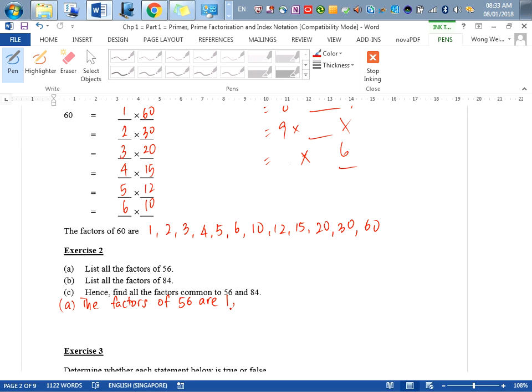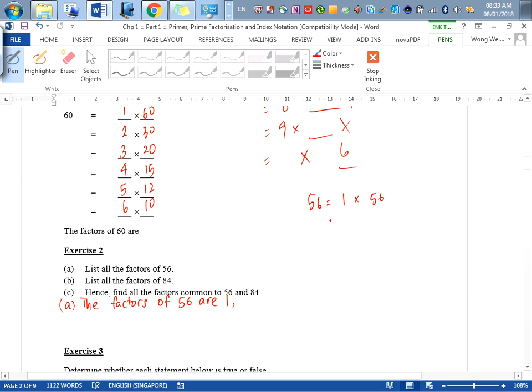Okay, let me show you the answers for part A and how I will do it. So I'll need some space. So 56 equals 1 times 56, 2 times 28. Can I divide it by 3? I cannot. So the next one will be 4 times 14. Can I divide by 5? What about 6? 7 equals 7 times 8, right?